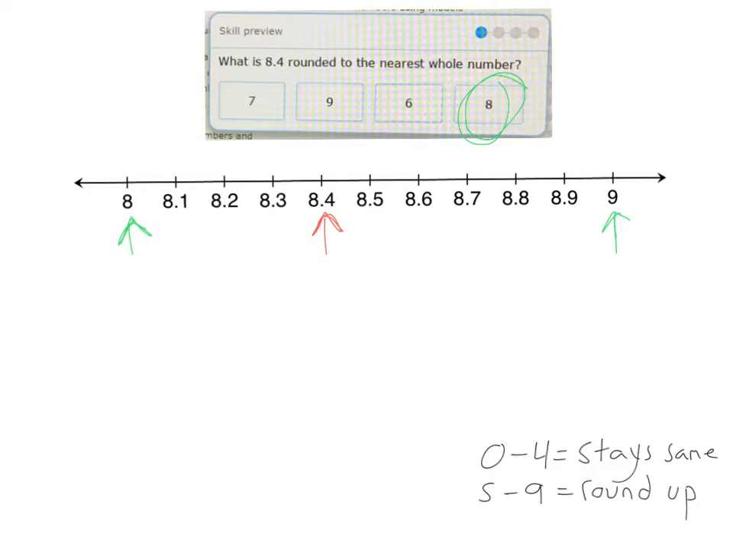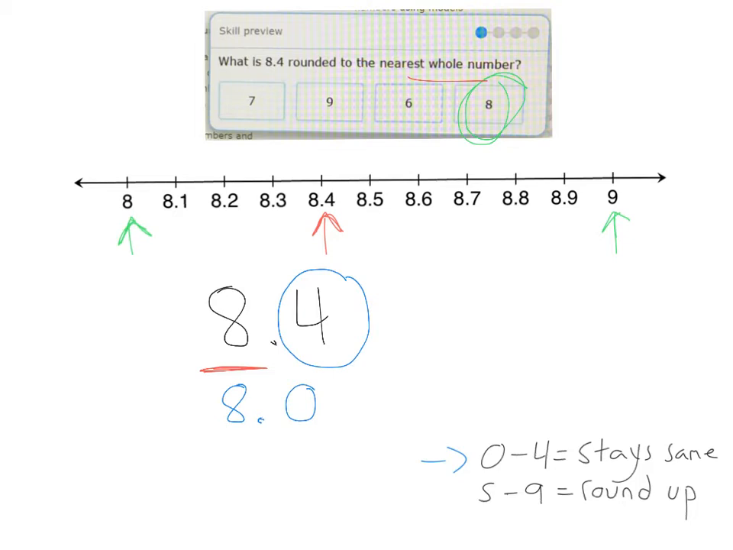We can use the rule, if you prefer that, in exactly the same way. This time, we're looking to find the nearest whole number, so we underline the whole number. We circle the digit to the right. It's in this 0 to 4 column, so the 8's going to stay the same, and everything behind becomes a 0. So just like we said above, it rounds to 8.